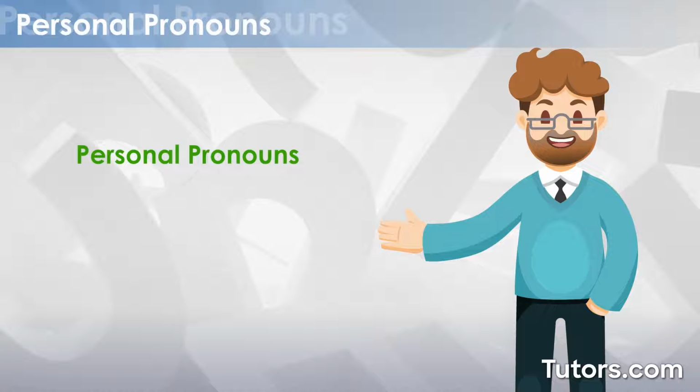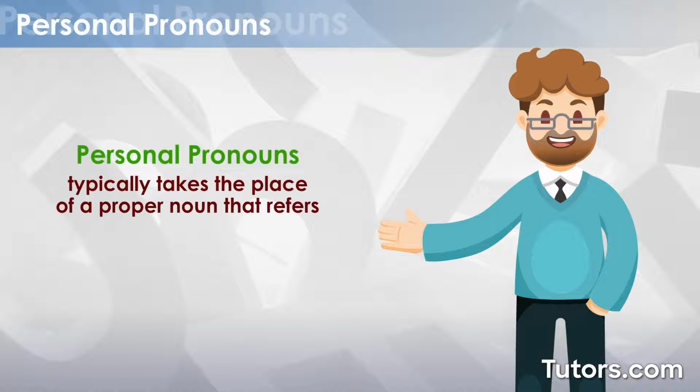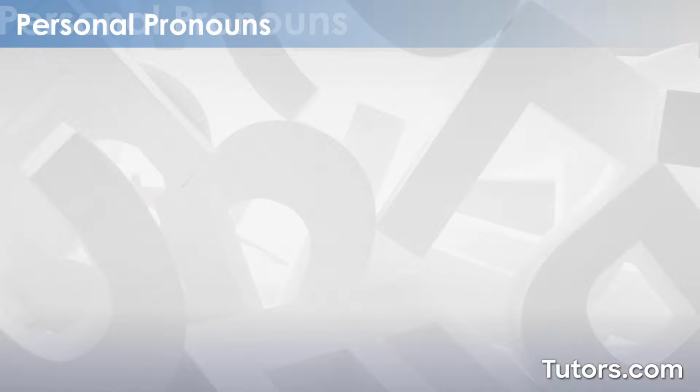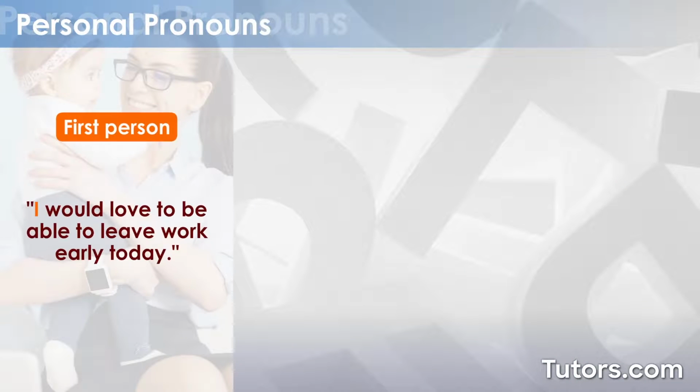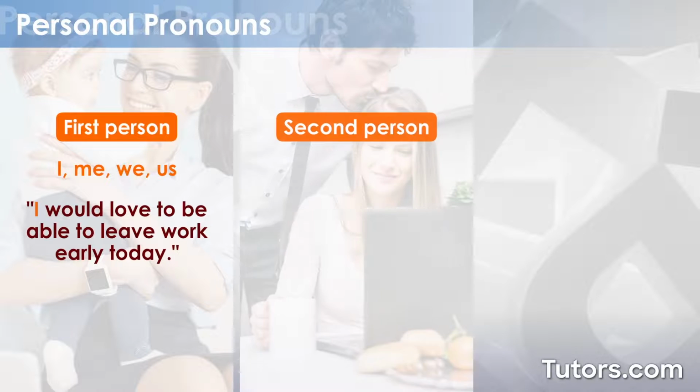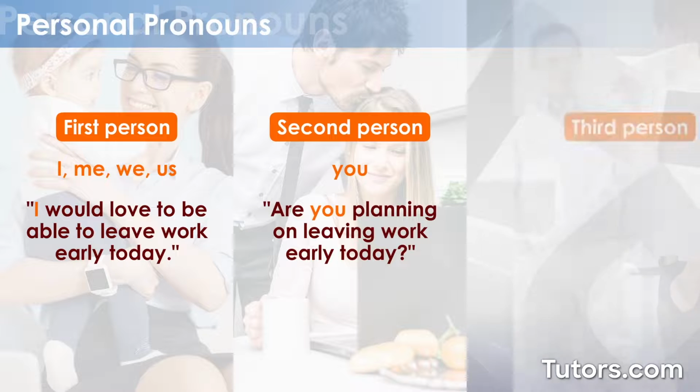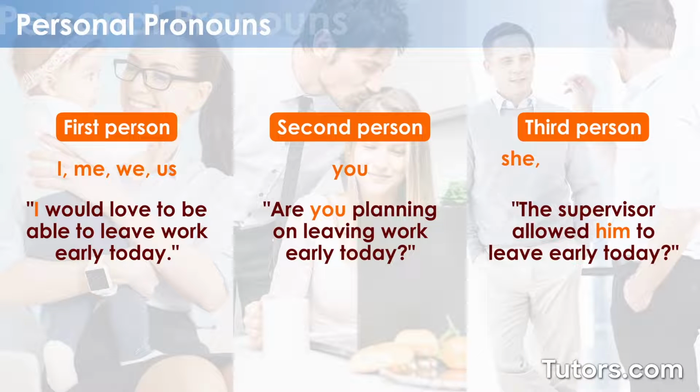A personal pronoun typically takes the place of a proper noun that refers to a person or people. These pronouns include first person, I, me, we, us. Second person, you. Third person, she, her, he, him, it, they, them.